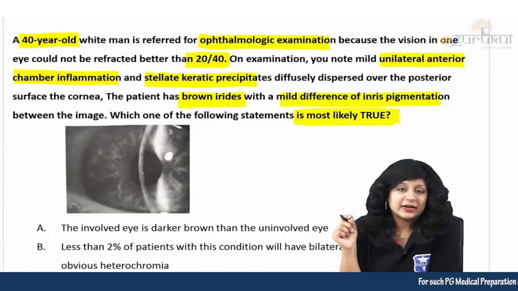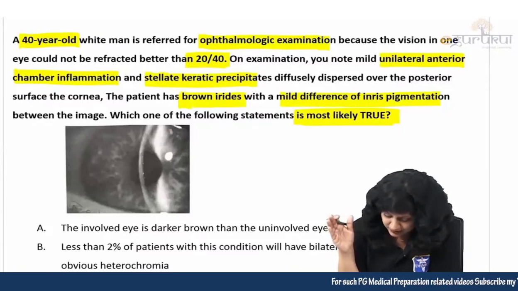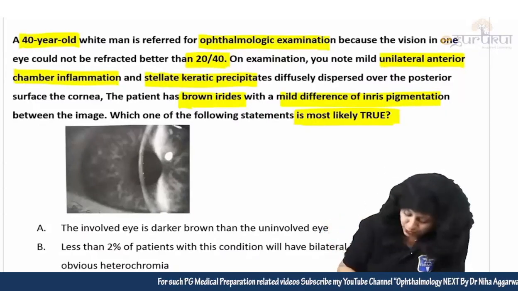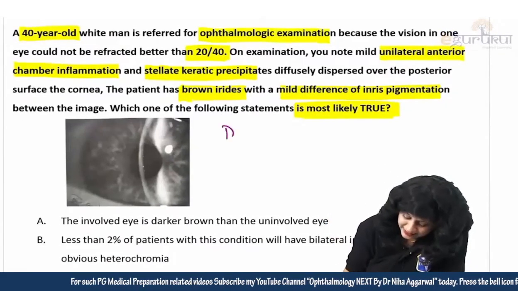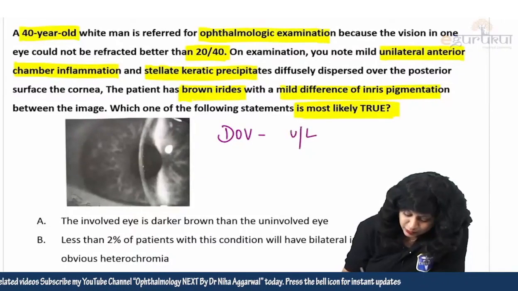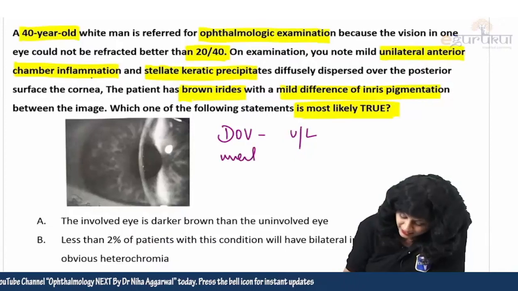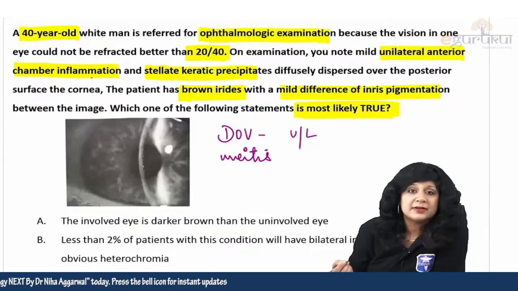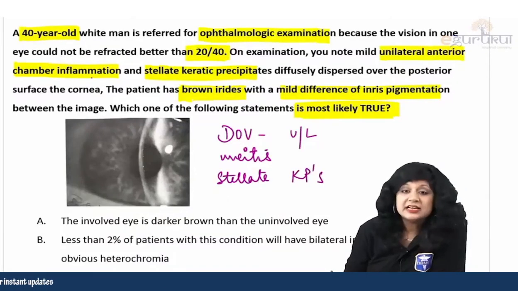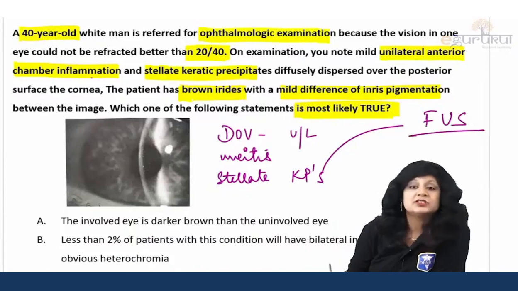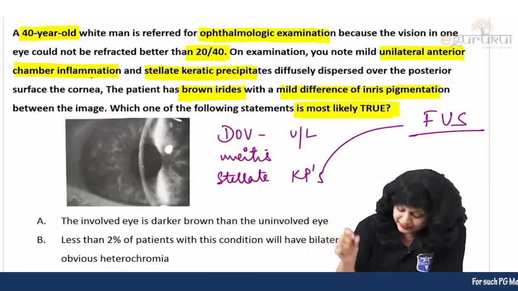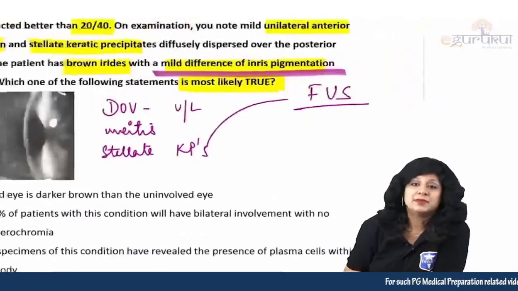Now, if you look at the question here, this is a 40-year man, okay, and vision is not getting better beyond 20/40. So, you can say that there is actually diminution of vision in one side, okay, this is unilateral. Then you have got inflammation, so there is a uveitis here because they are telling you about the KPs also. We have got the stellate KPs. Where do you get the stellate KPs, by the way? Stellate KPs we get in the Fuchs uveitis syndrome, that is your Fuchs heterochromic iridocyclitis, and they have given you the evidence also that this patient is having mild difference of the iris pigmentation.